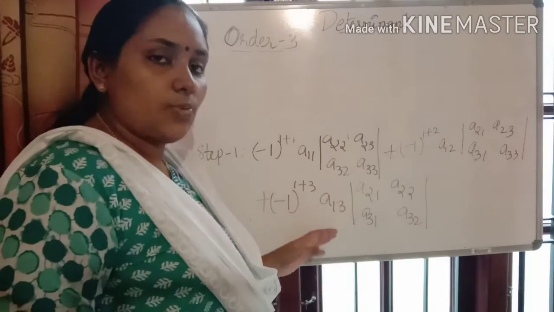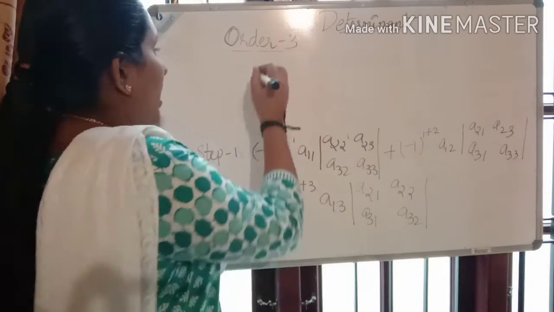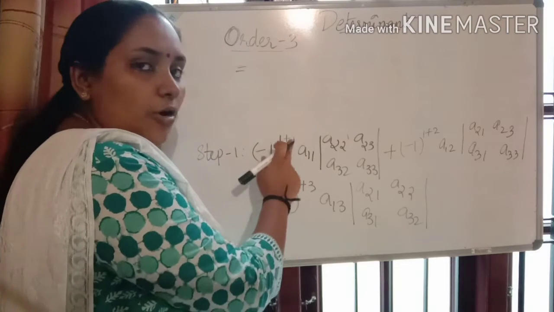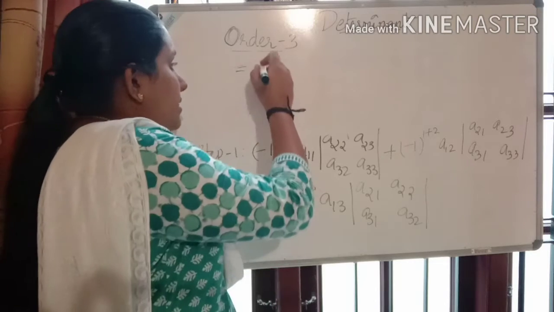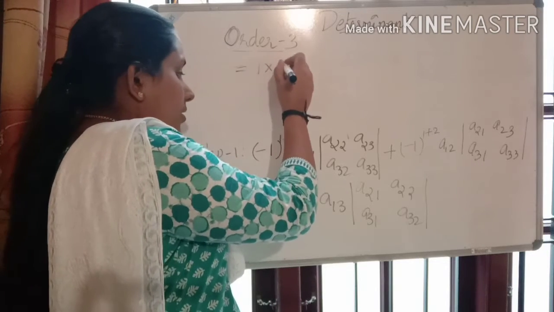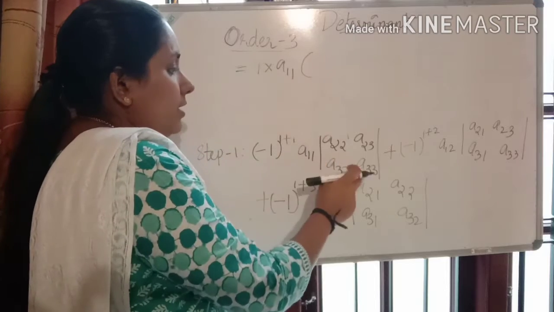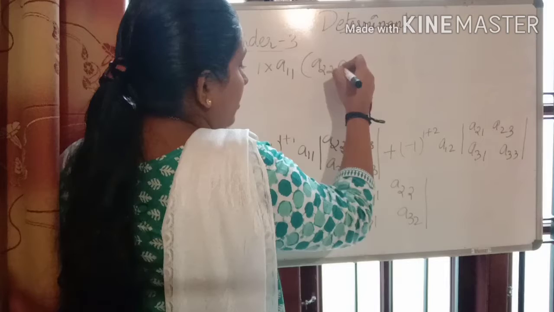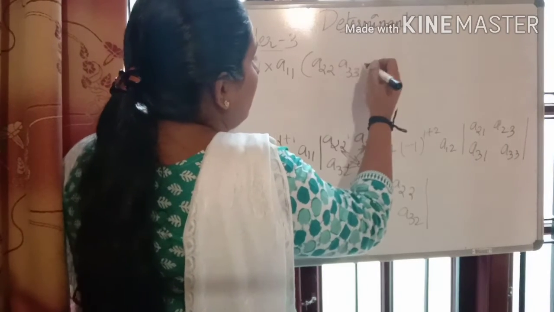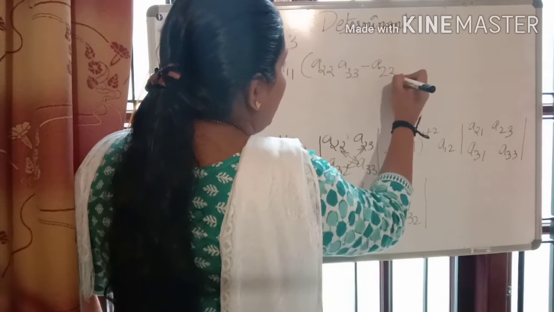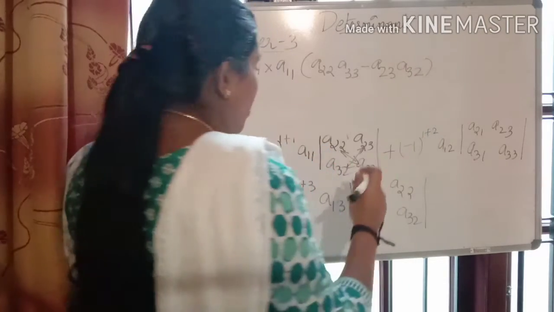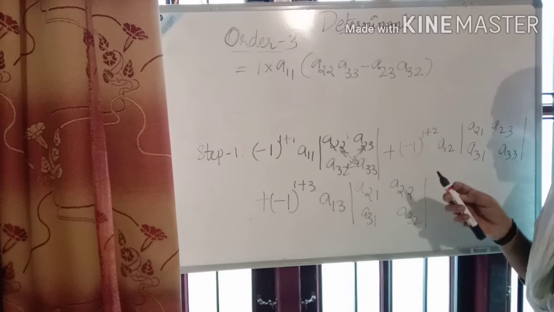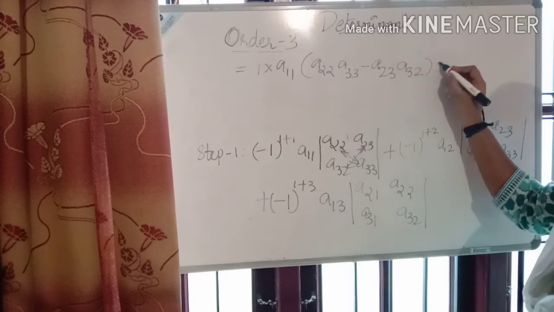We can write this as minus 1 to the power 1 plus 1, that is 2, minus 1 whole square means 1, into A11. The determinant of this one is this into this minus this into this, so A22 into A33 minus A23 into A32. Here, minus 1 to the power 1 plus 2, that is 3, minus 1 cubed is minus 1.